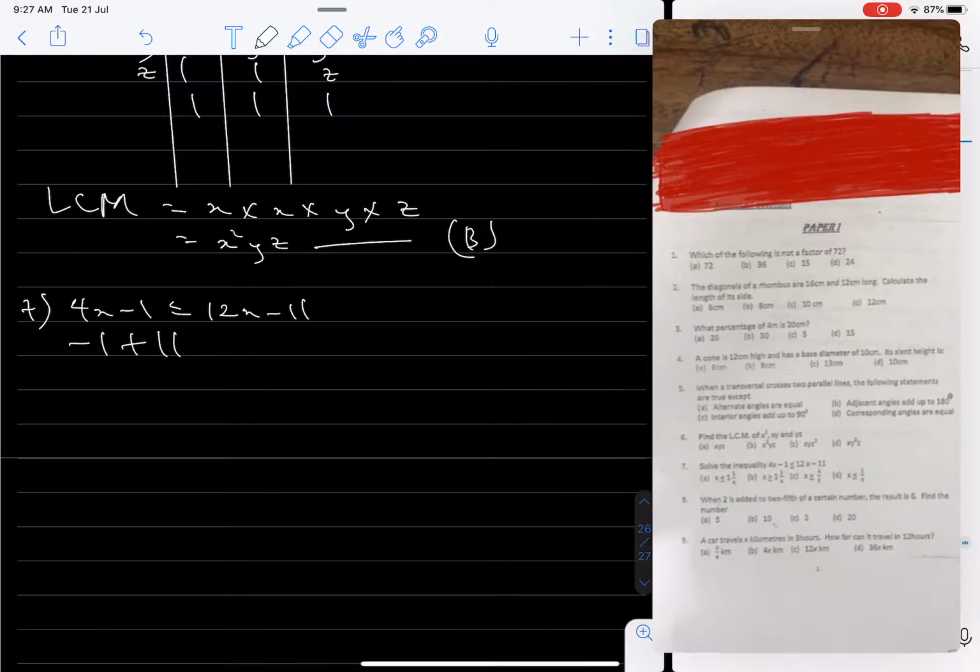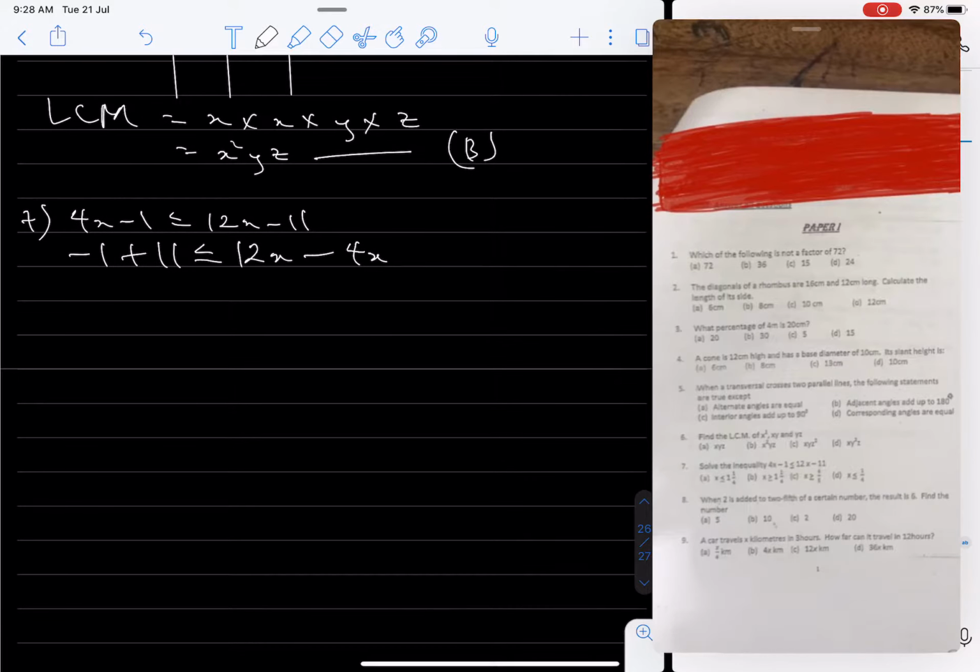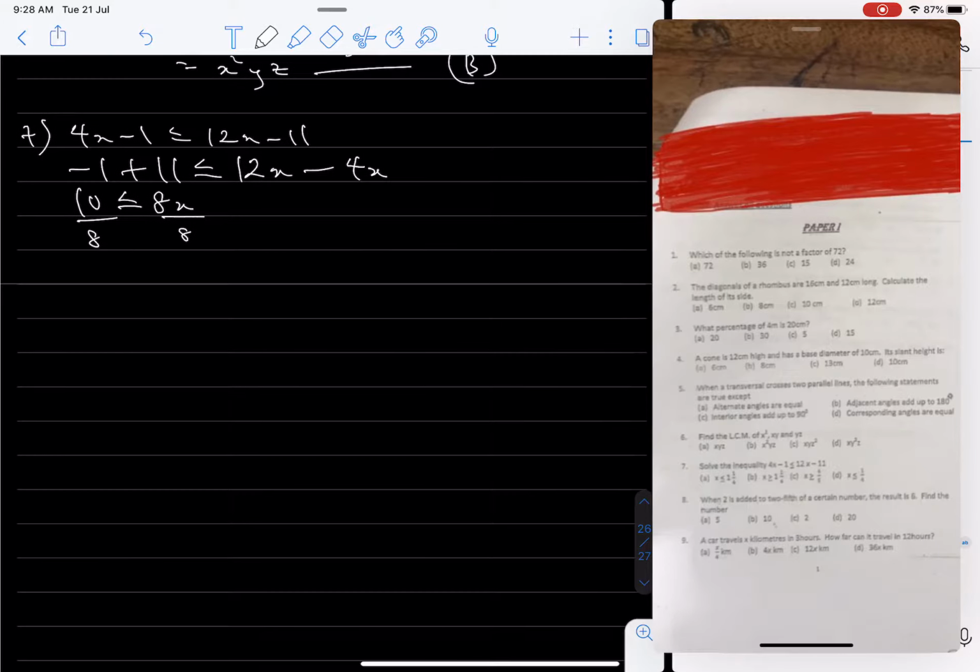So it becomes minus 1. When minus 11 gets to the left hand side, it becomes plus 11, less than or equal to 12x. When 4x gets to the right hand side, it becomes minus 4x. Minus 1 plus 11 is 10. That's 10 less than or equal to 12x minus 4x is 8x. Now we divide both sides by 8. So that means 2 in 10 is 5, 2 in 8 is 4. 5 over 4 is less than or equal to x.